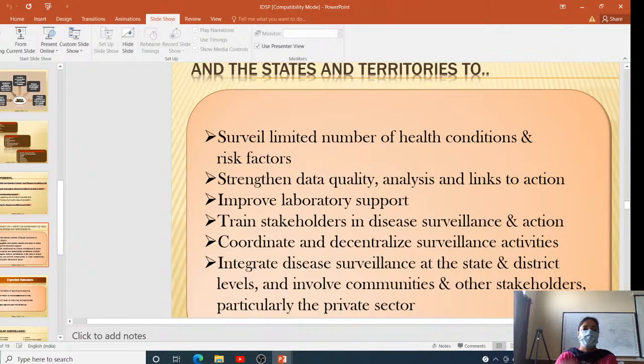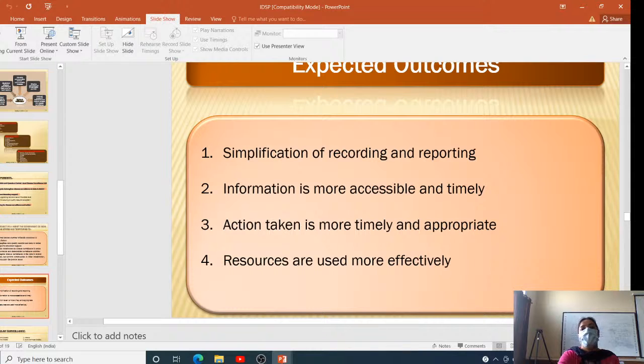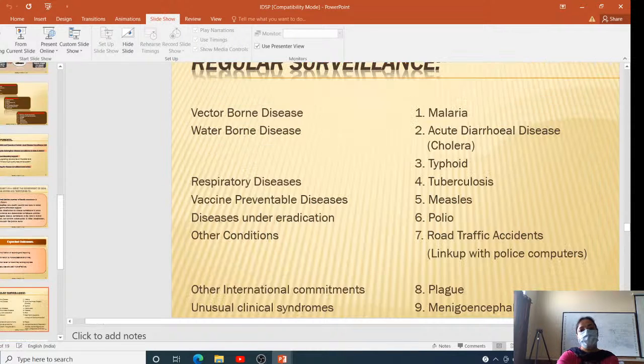So I showed you a picture earlier, this one, where the arrows point towards the integration. So various levels of integration are public, private, NGOs, medical colleges, and all health and non-health sectors. So everything has to be integrated so that complete information is obtained about a disease. Okay. Now, what are the expected outcomes of all these activities? They are expected to simplify the recording and reporting. Information is more accessible and timely. Action is more appropriate and timely, and resources are used more efficiently.